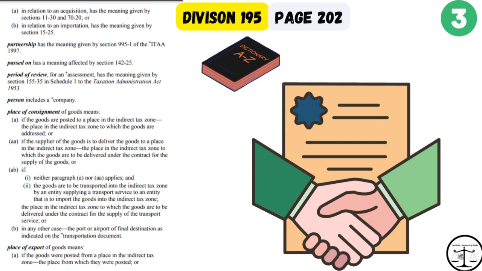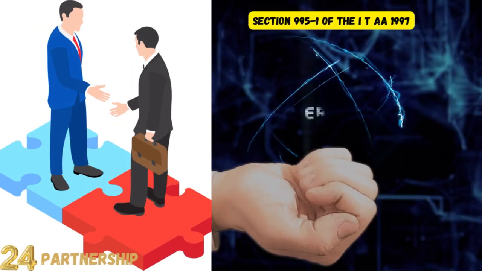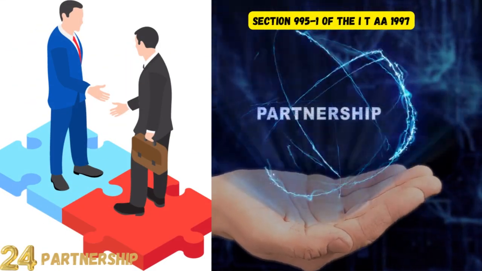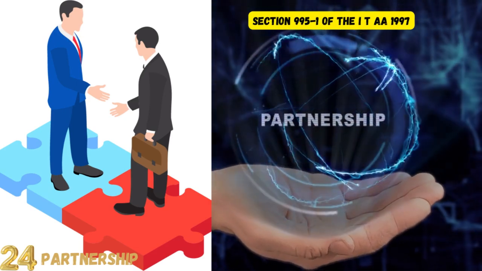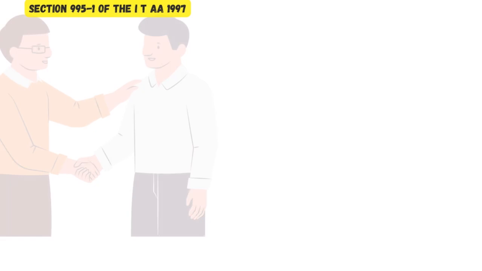24. Partnership. 25. Passed on. 26. Period of review. 27. Person. 28. Place of consignment. 29. Place of export. Word number 24. Partnership has the meaning given by Section 995(1) of the ITA 1997.